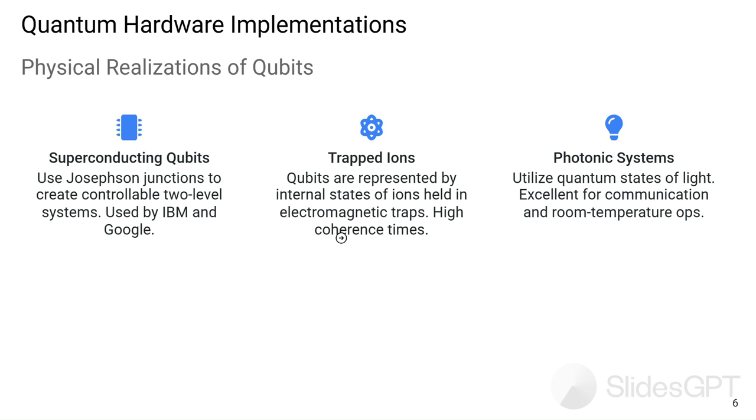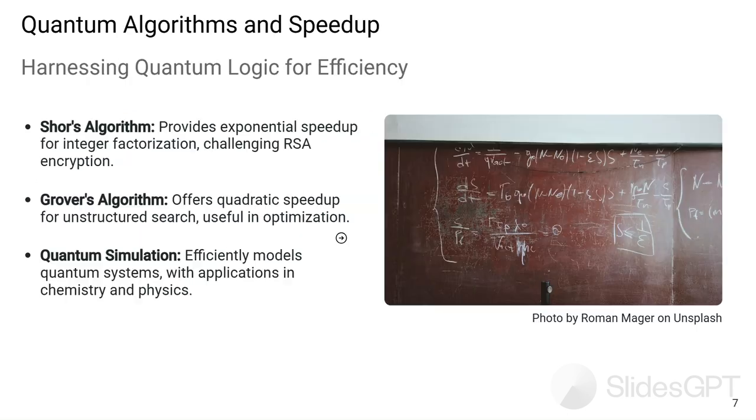There are several hardware platforms for quantum computers. Superconducting qubits, like those used by IBM and Google, use tiny circuits cooled to near absolute zero. Trapped ions are ultra-stable, manipulated with lasers. Photonic systems, which use particles of light, are promising for communications and potentially more scalable systems. Each technology has trade-offs in speed, coherence, and scalability.